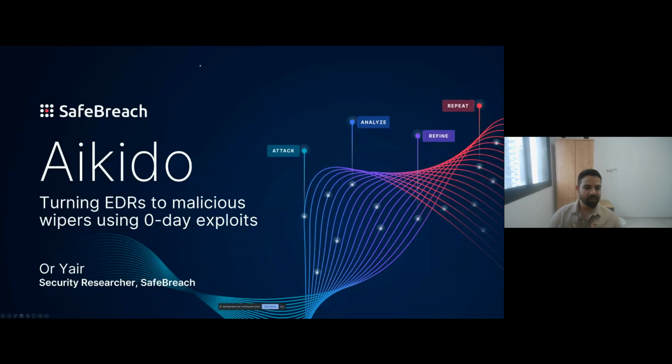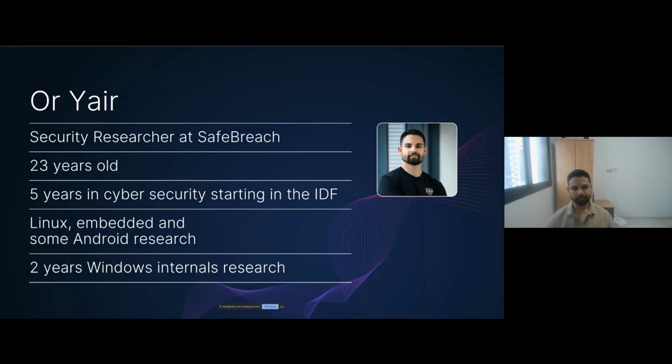My name is Or Yair, like you can see here. And today I'm going to show you how I managed to turn EDRs into malicious wipers using zero-day vulnerabilities. I named this research Aikido, and you'll probably soon understand exactly why. So as I mentioned, this is me. I'm a security researcher at SafeBridge. I'm 23 years old, and I've been in the cybersecurity industry for around 5 years now.